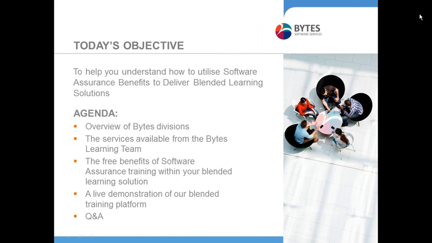Today we hope to be able to show you how we can help achieve this by offering the high level stages of a blended learning, looking at your three elements of the software assurance. So now let's have a look at the agenda. Here with the agenda, we're going to give you a brief overview of the Bytes divisions, looking at the services that my team, the Bytes Learning, offer. Look at your software assurance benefits that we can utilise in a blended learning, and then my colleague Rachel Lomas will give a live demonstration of our blended training platform, and then we will have time for some questions and answers.